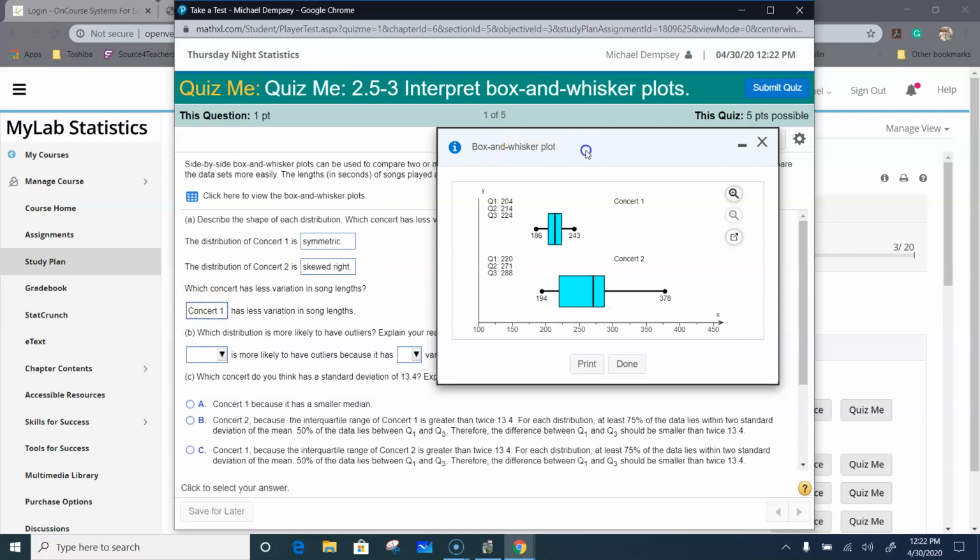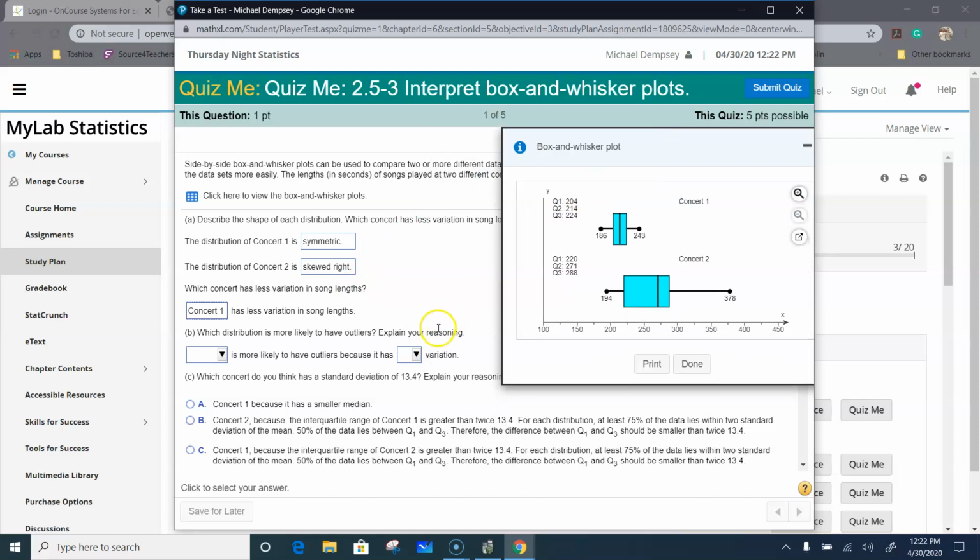Okay. Which distribution is more likely to have outliers? Well, the one that's skewed to the right is going to be more likely to have some outliers. If we draw a modified box plot, we would know if there are going to be outliers. So I would say Concert 2 is more likely to have outliers because it has more variability, more variation.